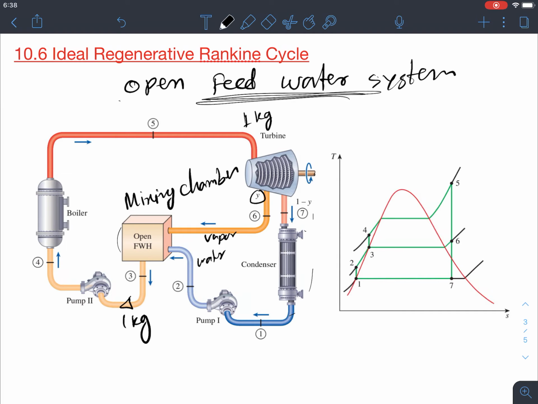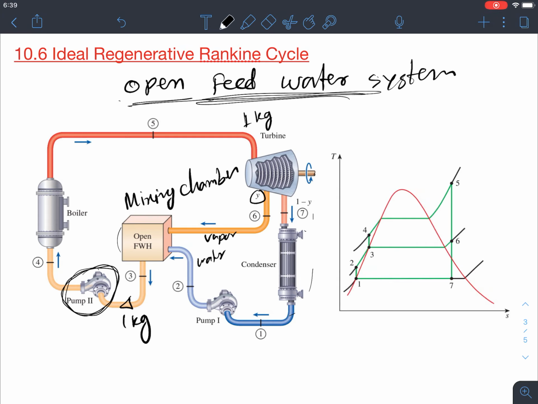So now the feed water, we call it open feed water system. Feed water is the water going to the pump, right? Basically the water is feeding to the pump, so it's called the feed water. Since the water and vapor are mixing in this chamber, that's why we call it open feed water system. So the TS diagram of that open feed water system is already given here.